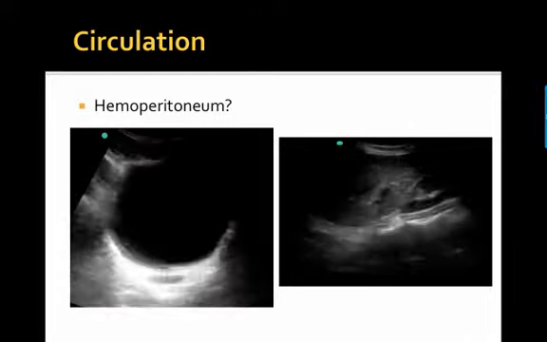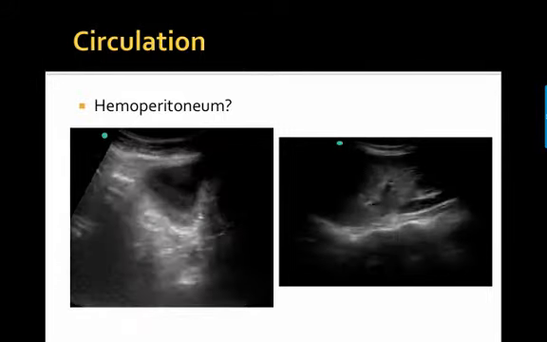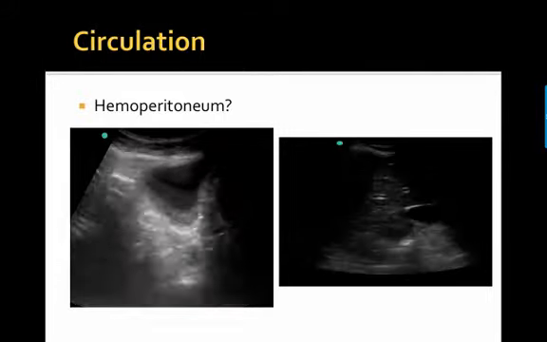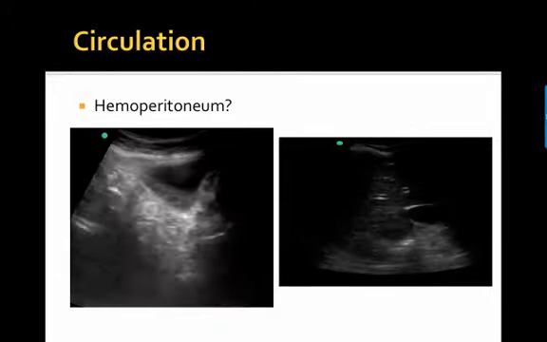Then we're going to sweep down and look at the pericolic gutters on both sides. And then we're also going to take a look at the pelvis by sweeping all the way through the bladder. Now both of these images are normal.